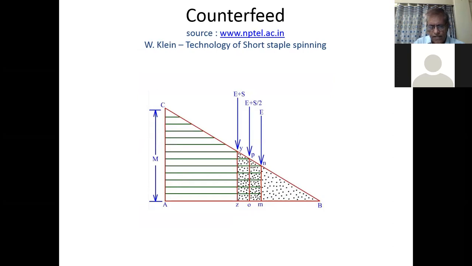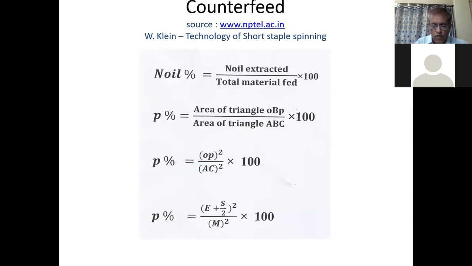Similar triangles have areas proportional to the square of their heights. So we can write OP square upon AC square into 100. What is OP? OP is (E plus S) by 2, squared, divided by AC, which is the maximum fiber length M, squared, into 100. So the noil percentage in case of counter feed is equal to ((E plus S) by 2) square divided by M square into 100.